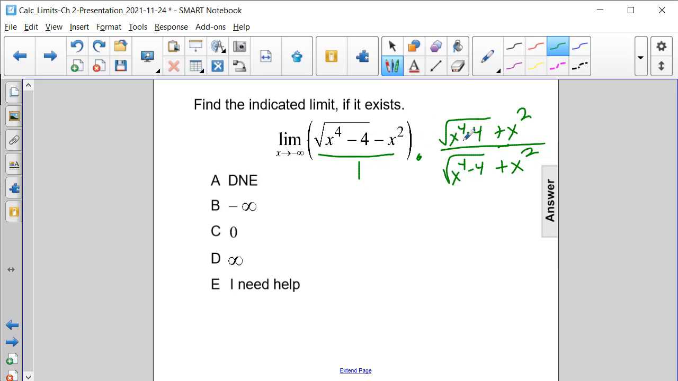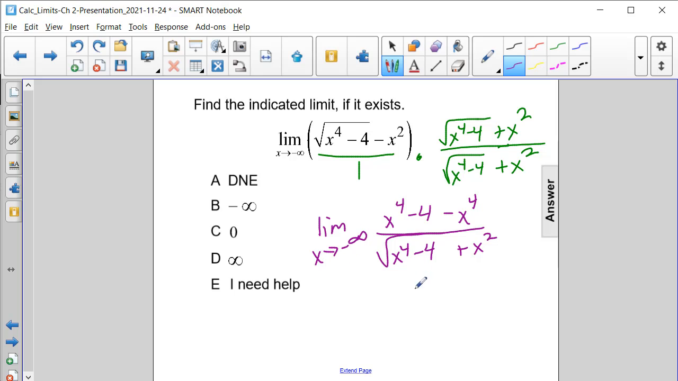When we do this, the square roots would go away for our first term, so we would have x to the fourth minus 4, and then we would have minus x to the fourth. Because we have a difference of squares, our middle terms would end up canceling one another out, and negative x squared times positive x squared is negative x to the fourth. And then we're going to divide this by the square root of x to the fourth minus 4 plus x squared, and that plus x squared is outside of the radical. We're going to take the limit of this function as x approaches negative infinity.